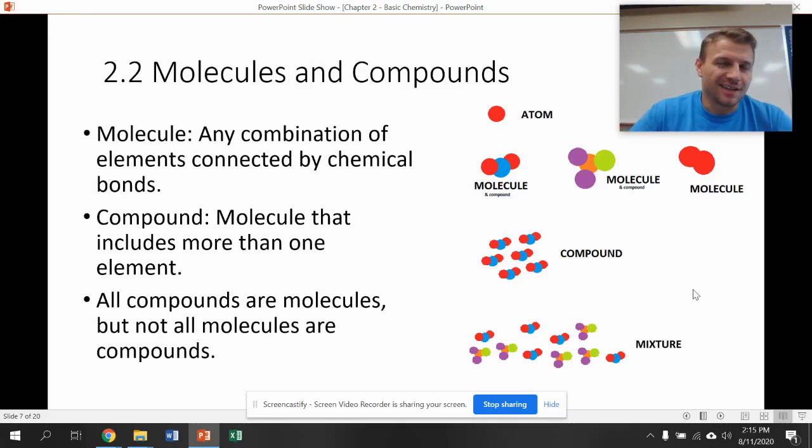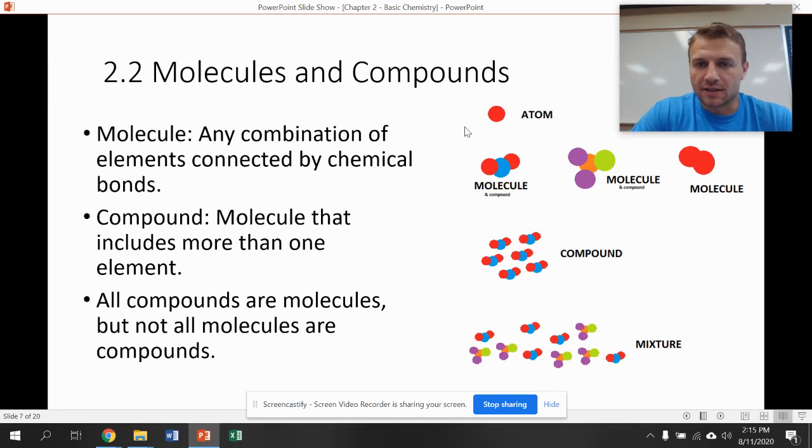There are some minor differences, and you can usually use these interchangeably. I'm not going to get on your case about them, but the true difference between a molecule and a compound is that a molecule is any combination of elements connected by chemical bonds. A compound is a molecule that includes more than one element.